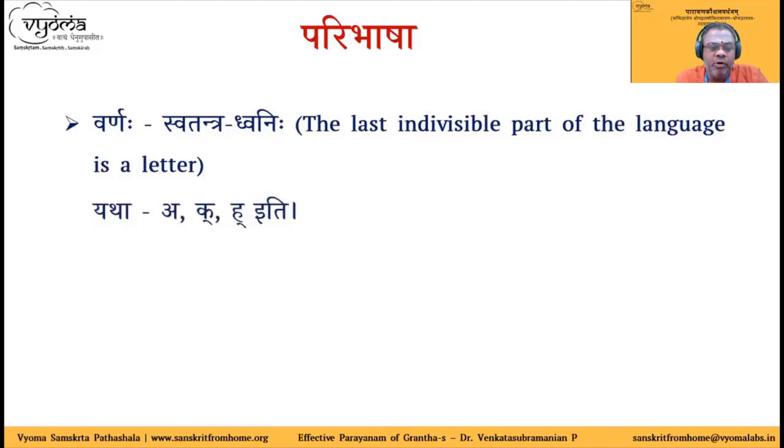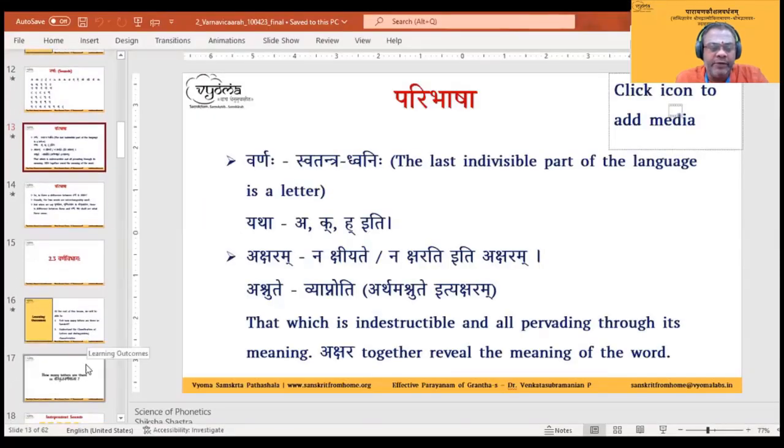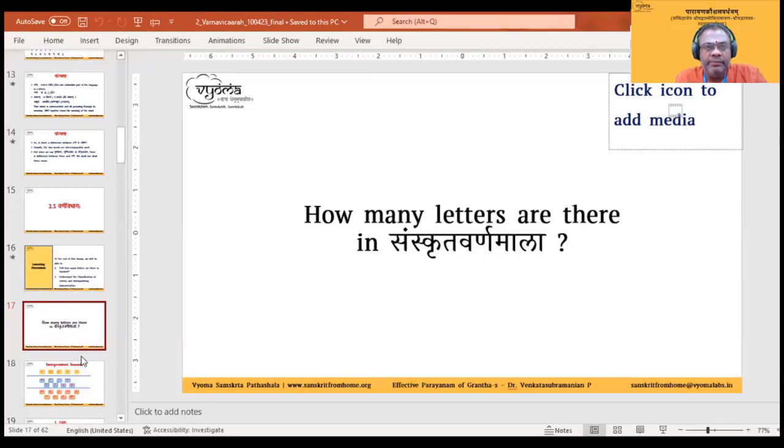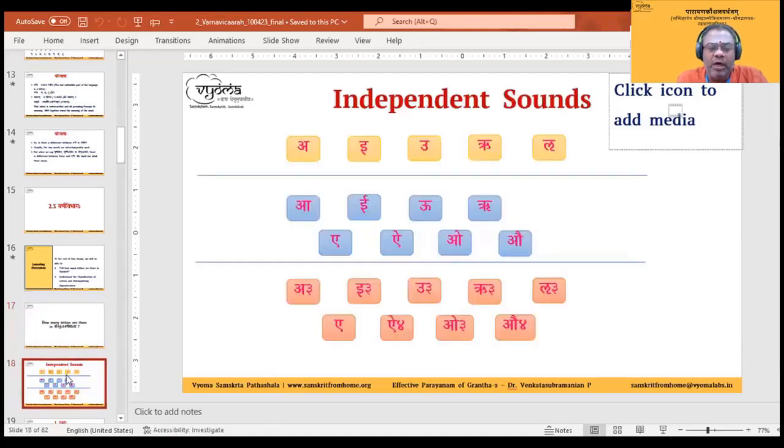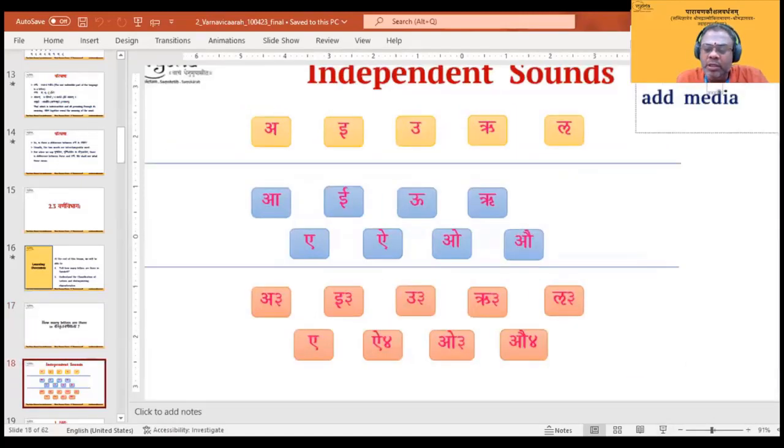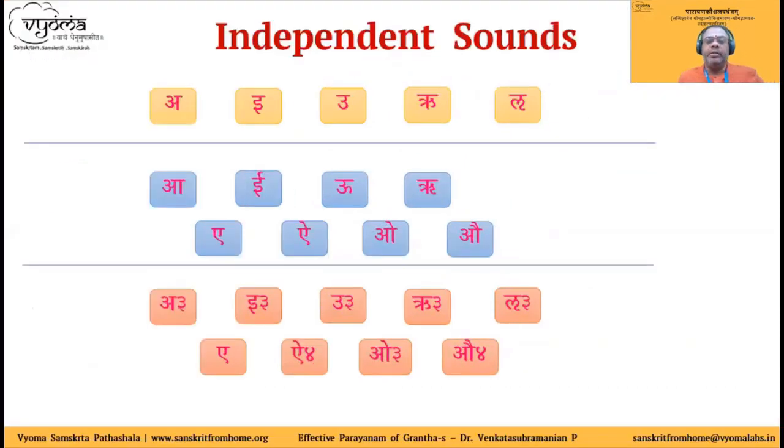But there is a deeper Shastric classification. We see that Varnamala is nothing but sound. Whenever you have a sound, the sound can be elongated. The sound can be deep. So you have some sounds which are independent: A, I, U, R, L, independent sounds.